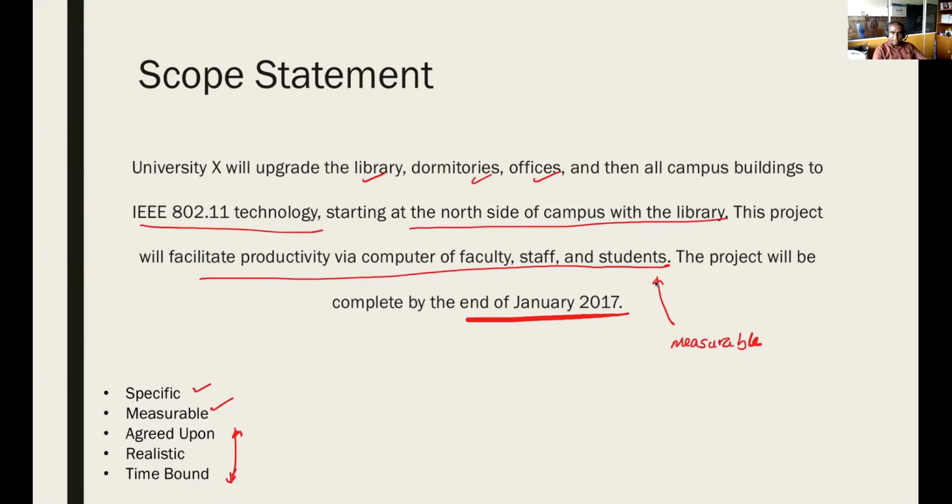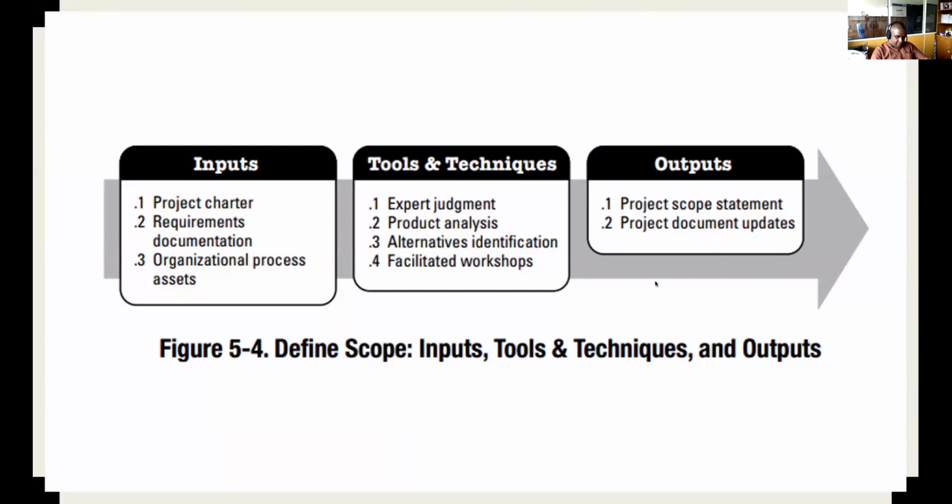So the work plan is also given. This is specific, measurable, and time bound, agreed between the developer and the client. It should be realistic, whether it is, that has come with a discussion. Okay, right. So in defining scope, the inputs: project charter we know, requirement documentation.